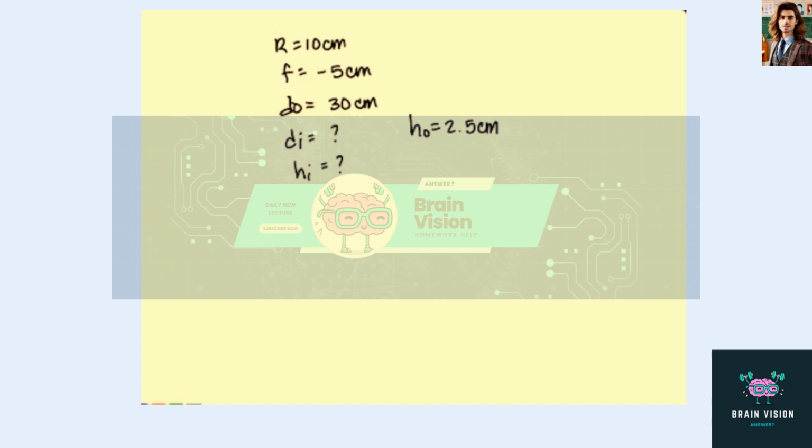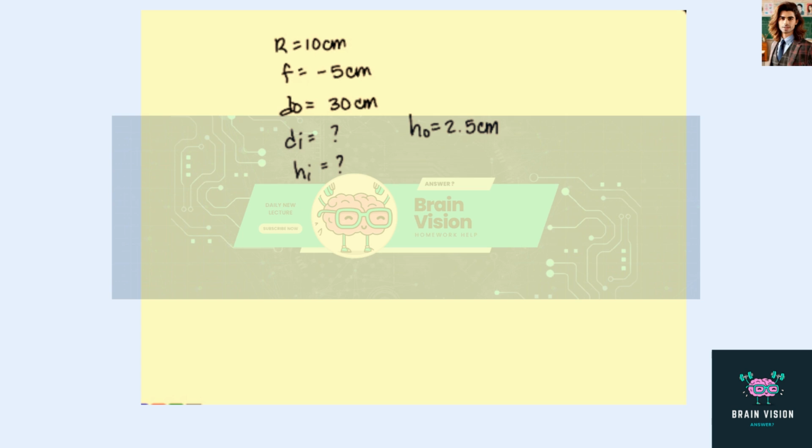So we have a fortune teller that is looking into a crystal ball with a radius of 10 centimeters, a focal length of -5 centimeters, and her eyeball is about 30 centimeters away from this crystal ball. So we're going to call that the distance of the object. And we want to determine what the distance of the image is and about how tall that image is. And the image that we're talking about is the image of the eyeball. So I'm going to estimate that her eyeball is about 2.5 centimeters tall.